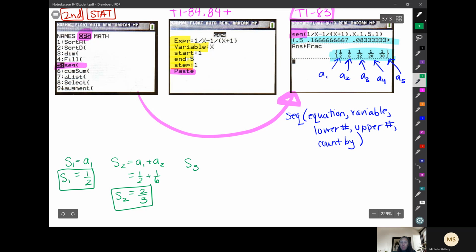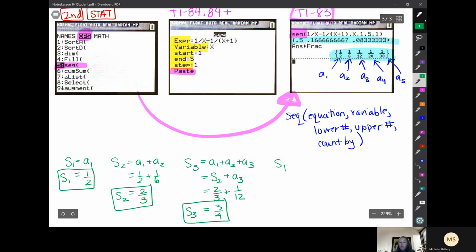And then s sub 3. So s sub 3 is a sub 1 plus a sub 2 plus a sub 3. We can also think of s sub 3 as s sub 2 plus the a sub 3, so that we don't have to add so many separate terms. So I can think about it as the previous one, 2/3, plus the a sub 3, which is 1/12, and that's going to equal 3/4.